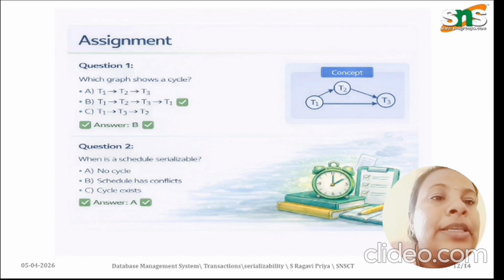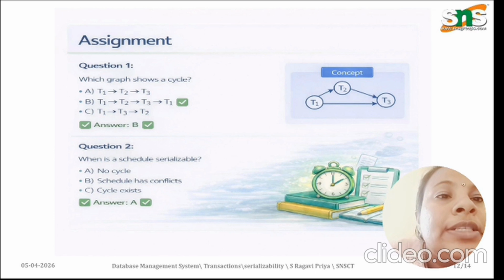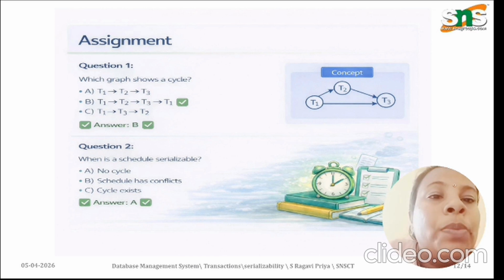Data inconsistency. So this is the quiz. Question 1: which graph shows a cycle? The answer is graph B, which shows the cycle. Question 2: when is a schedule serializable? A schedule with no cycle is said to be serializable. So the right option is option A.